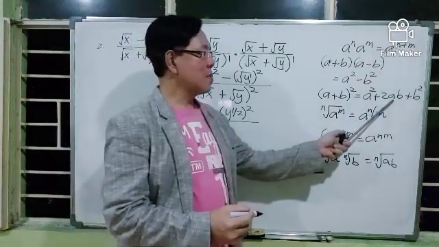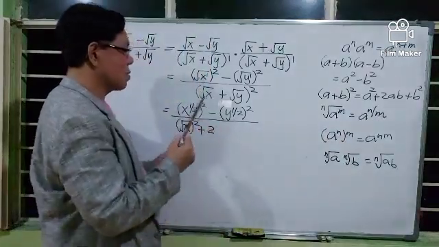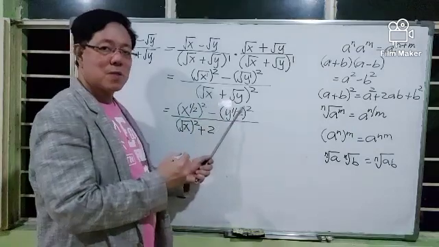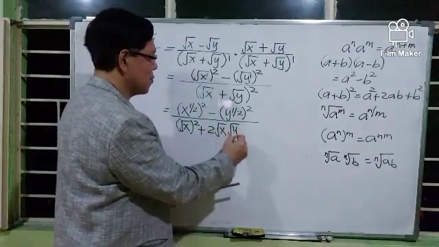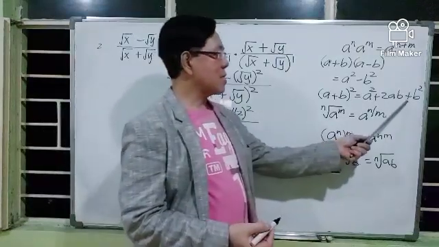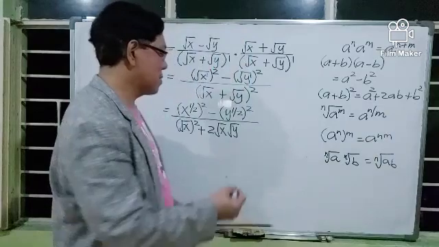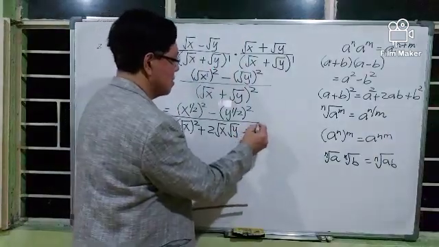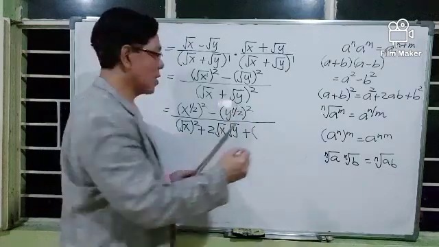Plus 2 times the product of the two terms. The product of these two terms is square root of x multiplied by square root of y. And the last term is positive, plus the square of the second term B. The square of the second term is square root of y.